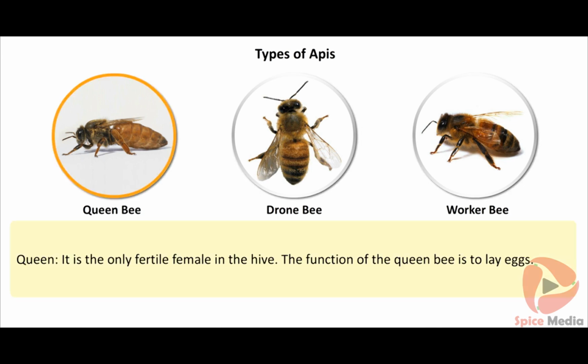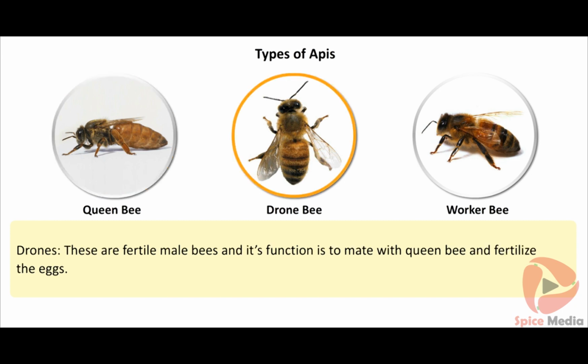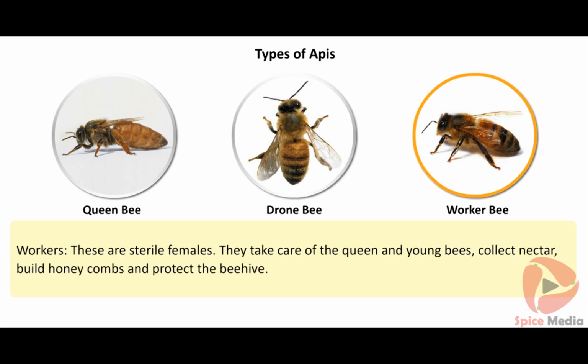Queen. It is the only fertile female in the hive. The function of the queen bee is to lay eggs. Drones. These are fertile male bees and their function is to mate with the queen bee and fertilize the eggs. Workers. These are sterile females. They take care of the queen and young bees, collect nectar, build honeycombs and protect the beehive.